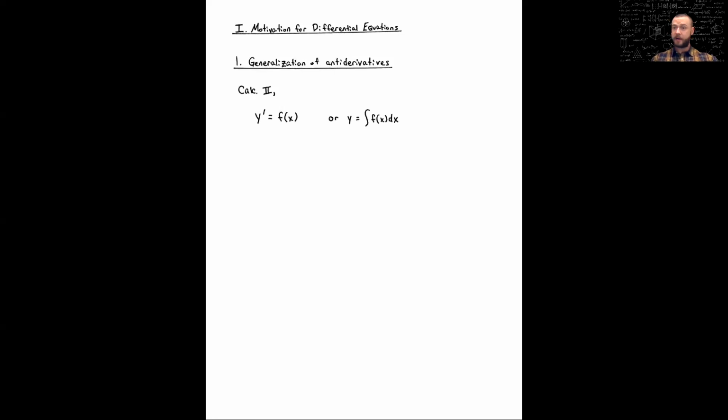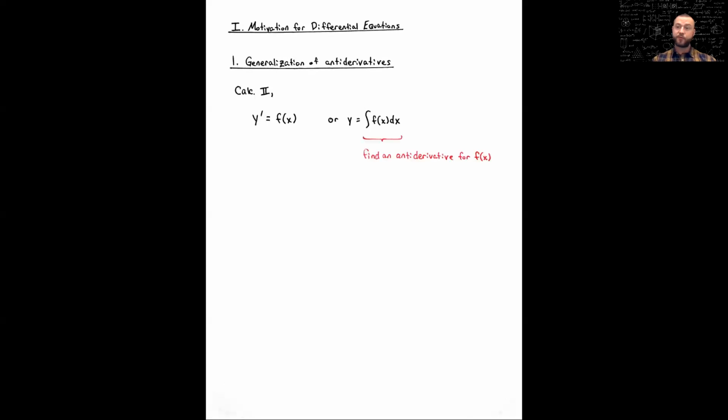Okay, so let's go back to Calc 2, and let's say we have this statement or equation, y prime equals f of x. So f of x is just some function of x. Now, what you might recall from your Calc 1 and Calc 2 courses is that you can switch back and forth between these two statements in equivalent but different looking notation. So we could write this statement using derivatives, y prime equals f of x, or we could write it using integrals, antiderivatives, as y equals the integral of f of x, integrating with respect to x.